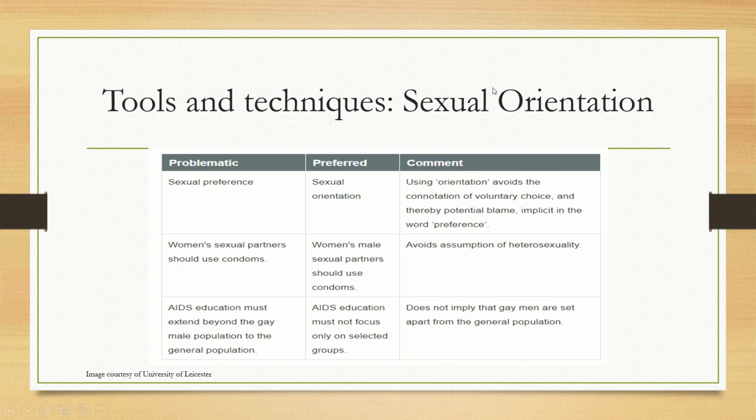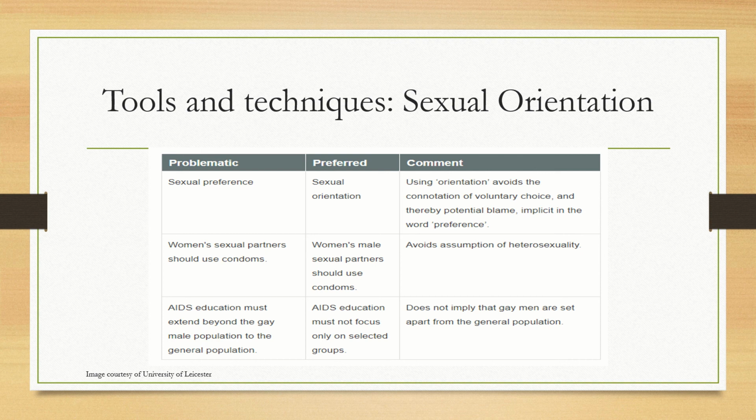Sexual orientation. Even the term sexual preference is problematic. It's kind of an assuming term. The preferred usage is sexual orientation, and that being, orientation avoids the connotation of voluntary choice, and thereby potential blame, which is implied with the word preference. So again, it's not words of he, she, man, woman. It's simple words that have connotations that could be viewed as negative, like we see here, preference versus orientation.